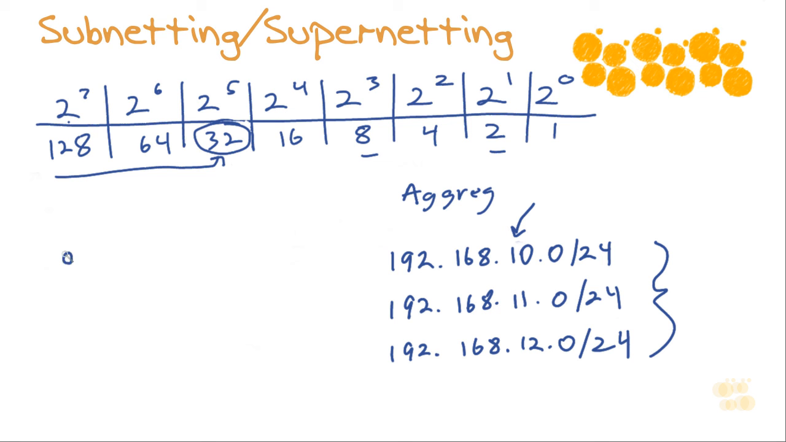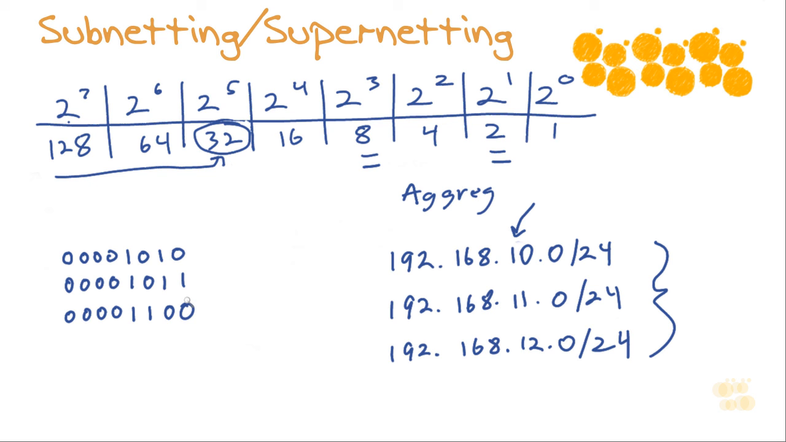It would be 0, 0, 0, 0, 1, 0, 1, 0. That gives us 10, of course, right? We have the 8 and the 2 bits turned on. Then 11, 0, 0, 0, 0, 1, 0, 1, 1, of course. And then 12, 0, 0, 0, 0, 1, 1, 0, 0.